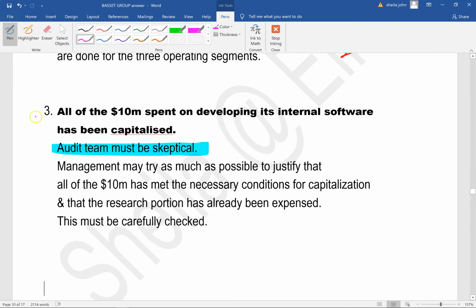So what do we have here? The observation, the requirement for the audit team to be skeptical. And that would be the half mark. Then why do you need to be skeptical?